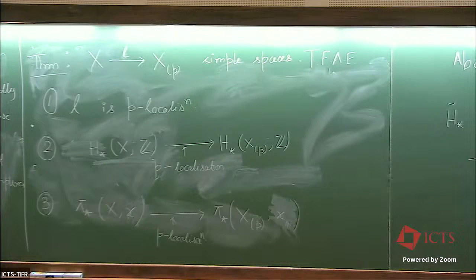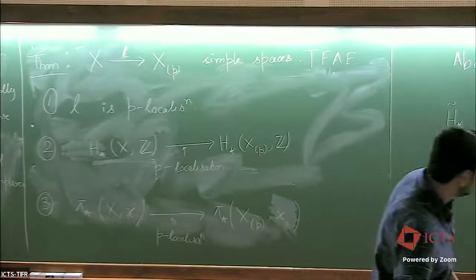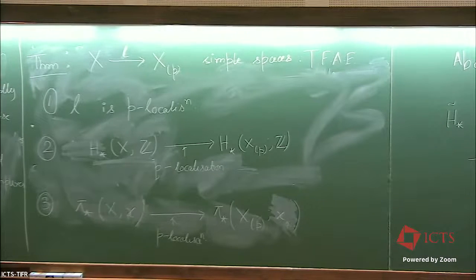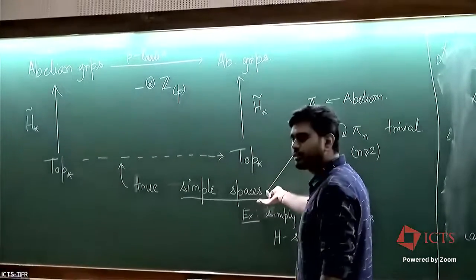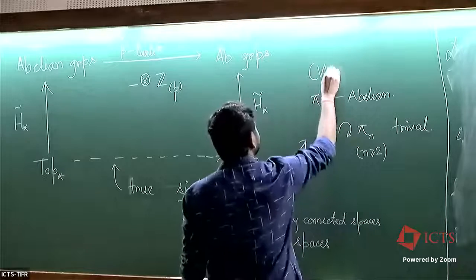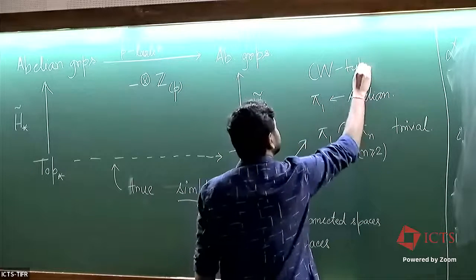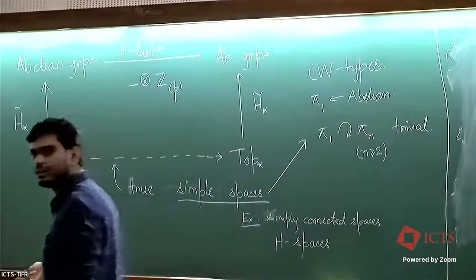Okay, better to take, okay, I will change the definition. The simple spaces, I will take, these are homotopy equivalent to CW complexes, so CW type. Then there is no problem, right?